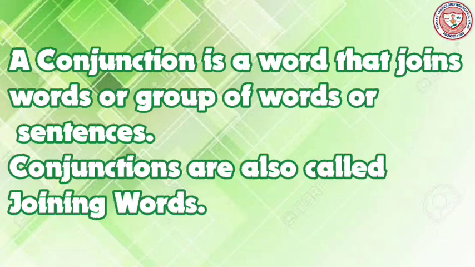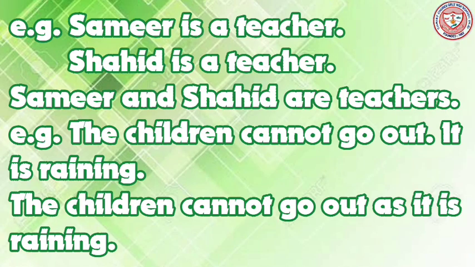Conjunctions are also called joining words. For example, Samir is a teacher, Shahid is a teacher. Here we can use the conjunction and to join these two sentences. Samir and Shahid are teachers. Next one.